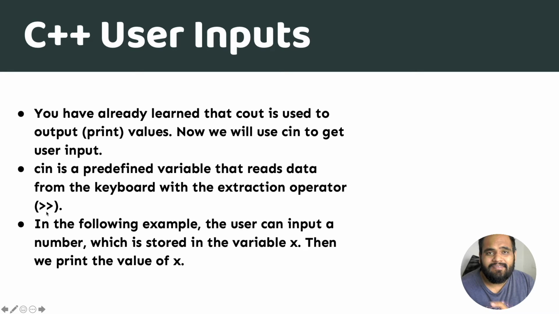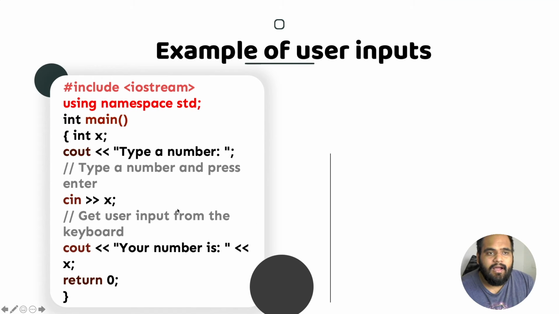This operator is known as the extraction operator because it's going to extract the values from the keyboard, and you can use this operator only with cin. This operator is exactly the opposite of cout's, so it's basically a greater than symbol. It will extract a value and store it into a variable. We're going to see that in the example as well. In the following example, the user input is a number which is stored in the variable x, and then we print the value of the number.